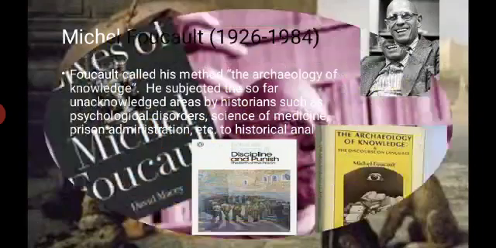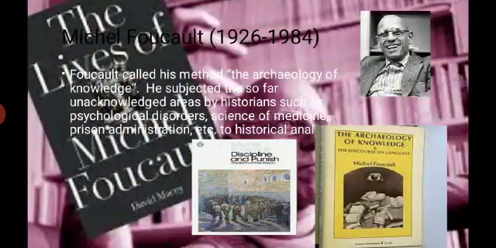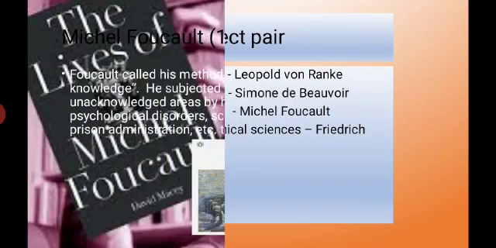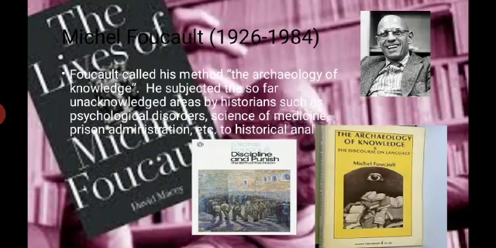So Foucault felt that explaining the transitions in history is more important. He called his method the archaeology of knowledge. He subjected the so far unacknowledged areas by historians, such as psychological disorders, the science of medicine, prison administration, etc., to historical analysis.